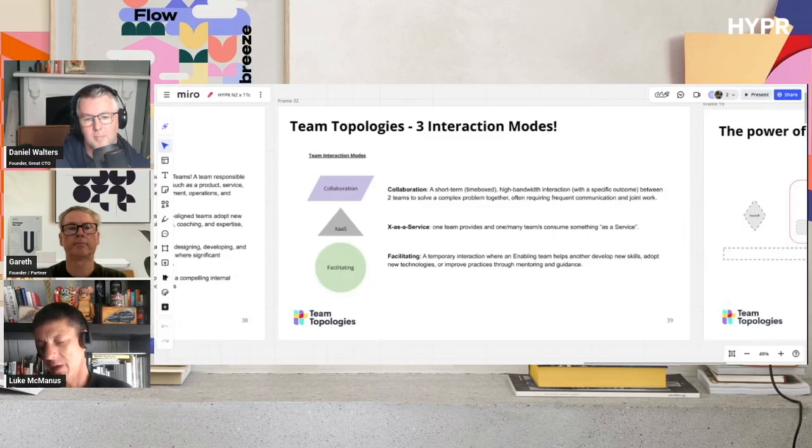Collaboration's probably a bit of a controversial interaction mode, because when we read all of the business books and all of the blogs and other things, we're told that collaboration is a really good thing and that we should collaborate.